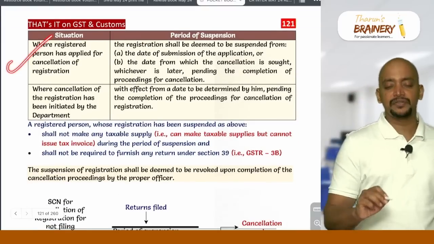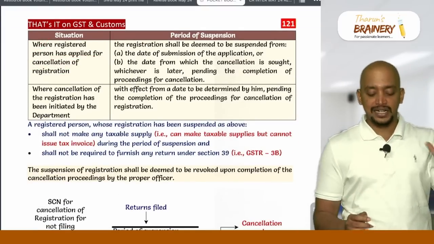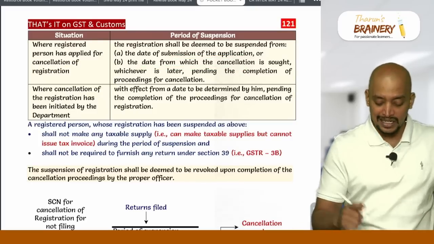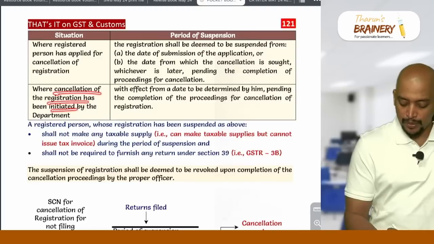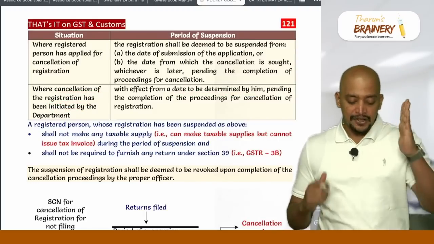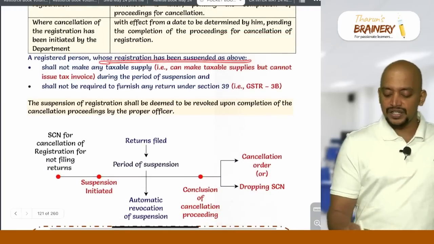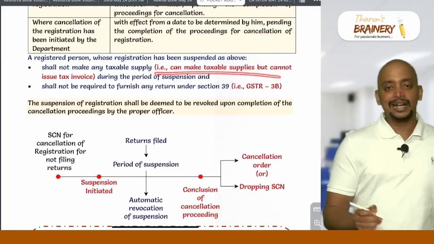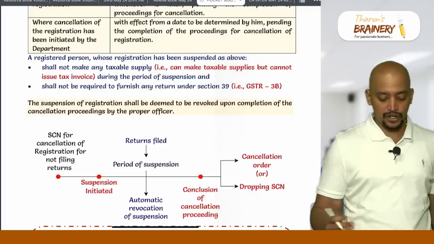So what is the period for which registration is suspended? When he makes an application for cancellation, starting from the date of submission of the application or the date selected in the application, whichever is later, till the conclusion of cancellation proceedings. When the cancellation is initiated by the proper officer, with effect from a date to be determined by him, he will specify one date, from that date till the completion of cancellation proceedings. For a registered person whose registration has been suspended, for outward supplies they cannot give a tax invoice, and for inward supplies they cannot avail ITC, so therefore GSTR 3B cannot be filed.